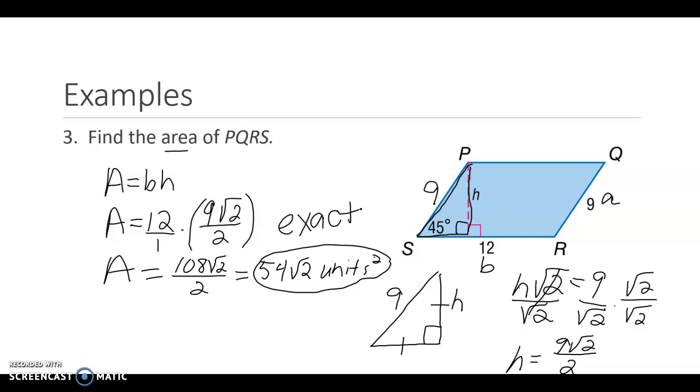If they don't want an exact answer, they would have to tell you what to round it to. Typically, that'll be 1 decimal place or to the nearest tenth. So this answer rounded would be 76.4 square units if they ask for that. Typically we will want the exact answer.